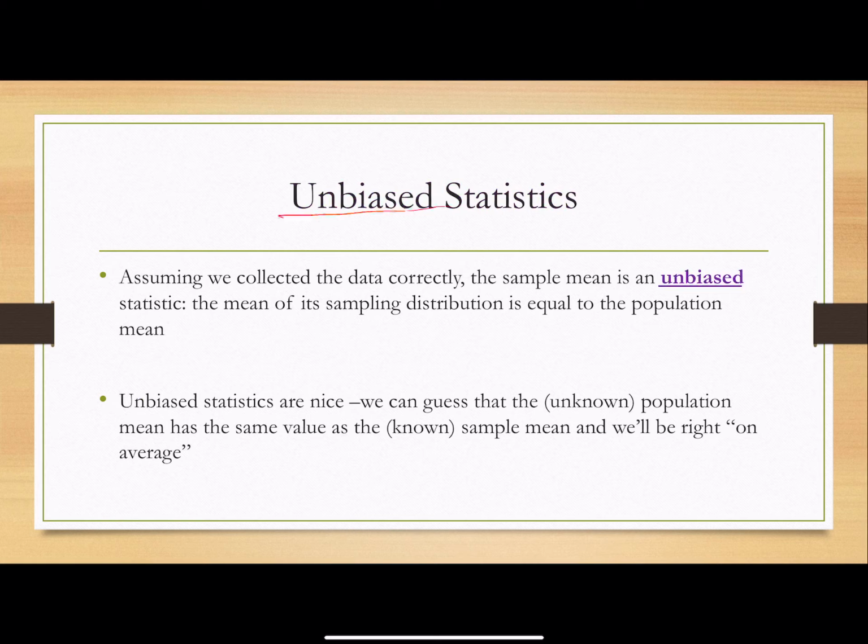Not right every single time, but if we guess it a whole bunch of times, it would be right enough of the time. Whereas if we had a biased estimate, it would be either too high or too low on average. So again, which is the right choice depends on what you're doing this for. But for this class, it's going to be unbiased statistics.